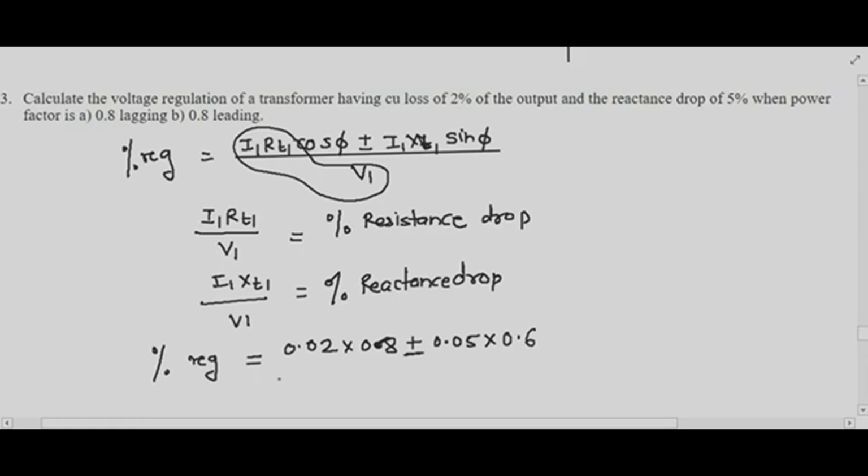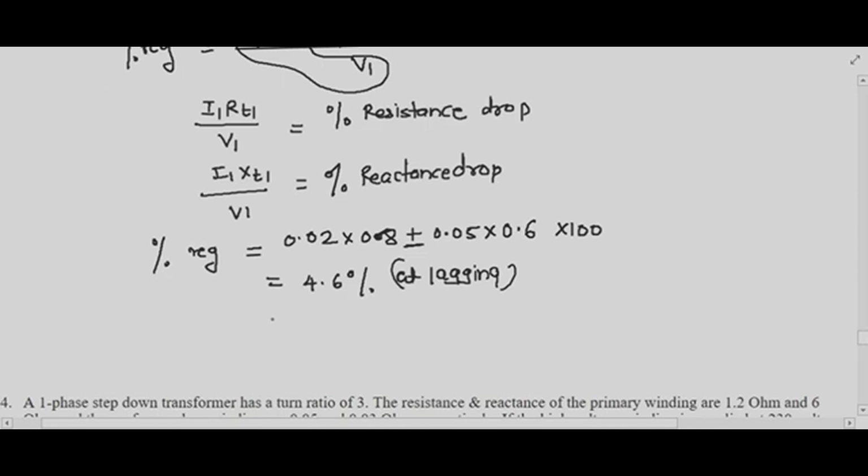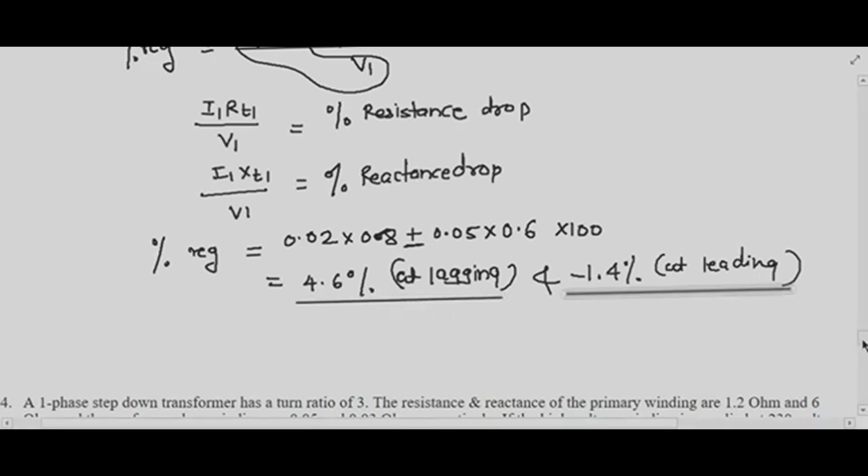We don't divide by anything, because that is already taken care of. So we multiply by 100. What you will get is 4.6% at lagging, which means when your sign is positive, this is the regulation at lagging, and minus 1.4% at leading. For leading you have to take the negative sign. So this is the answer for lagging and this is the answer for leading. Now let us move to the next problem.